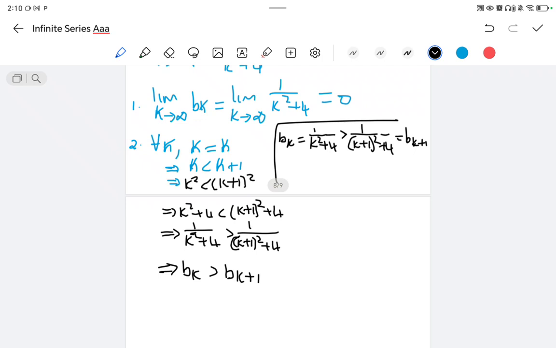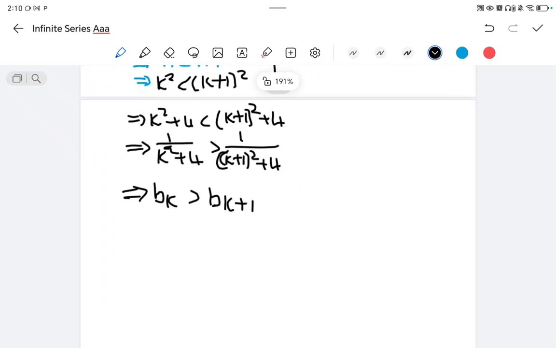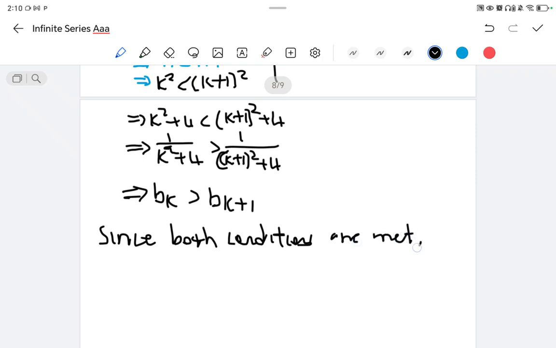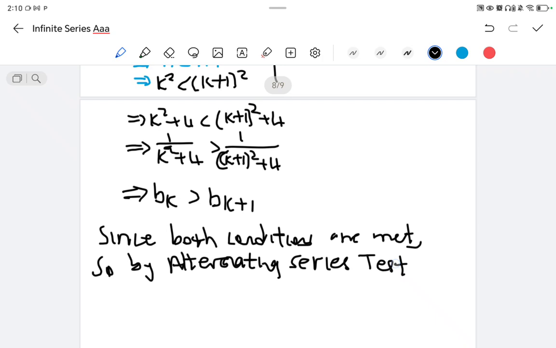All right. So now we found this and we know that since both conditions are satisfied, by the alternating series test, the series converges. So we're not done, right?